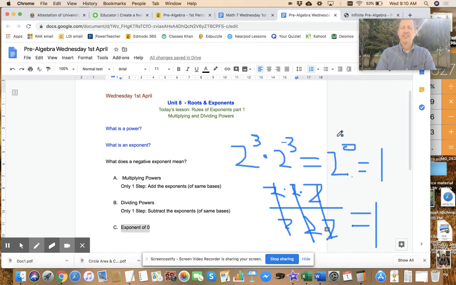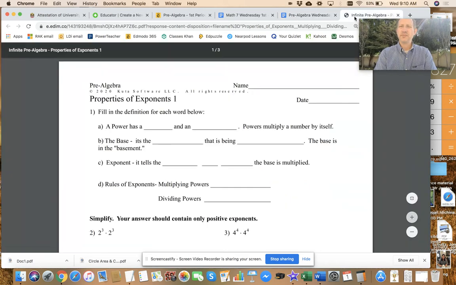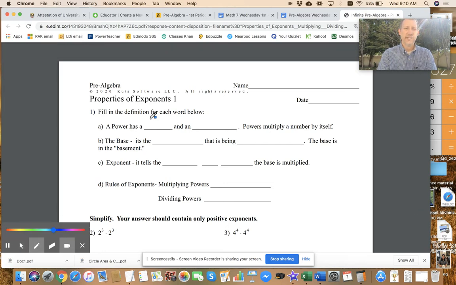Okay, let's go ahead and look at some sample problems in here. A power has a base and an exponent. I'm not going to answer all of these. There is an answer key at the end of this worksheet, just for the sake of time, because this video is getting long anyway.